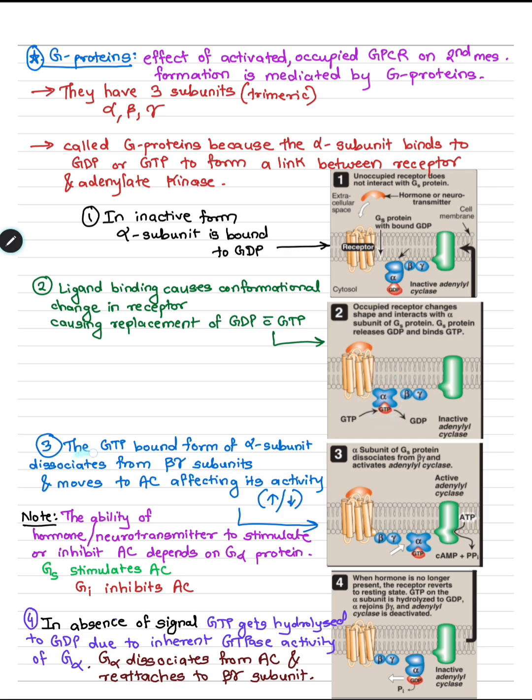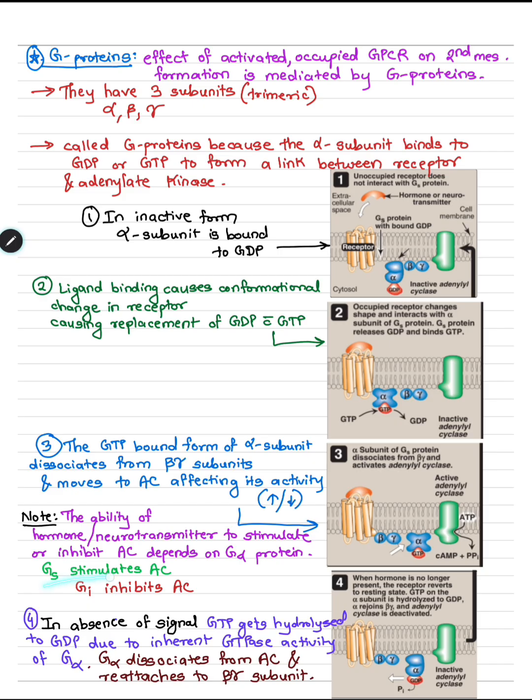And the GTP bound form of alpha subunit dissociates from beta and gamma subunits, and it moves to adenylyl kinase, affecting the activity of adenylyl kinase. So this alpha subunit, you see, it has broken away from the beta gamma and it has gone to adenylyl kinase. It can affect the activity of adenylyl kinase. That means it can either increase its activity or decrease its activity, depending on whether that alpha subunit, G alpha protein, is stimulatory or inhibitory.